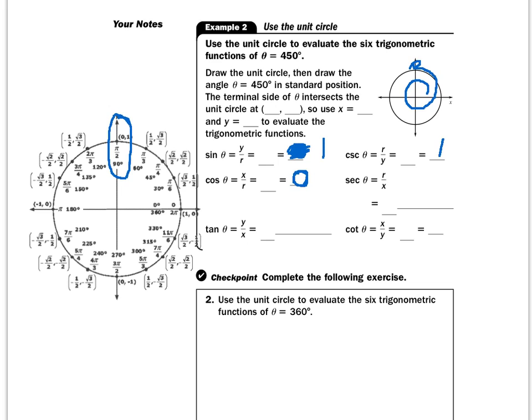But when I put it into secant, it ends up being 1 over 0, which is undefined, or does not exist. Remember what I said about tangent being sine over cosine. That's 1 over 0, undefined. However, cotangent is the reciprocal of that, 0 over 1, which is just 0. So that 450 is not the hardest one that we've ever done, but having the unit circle would definitely be beneficial.